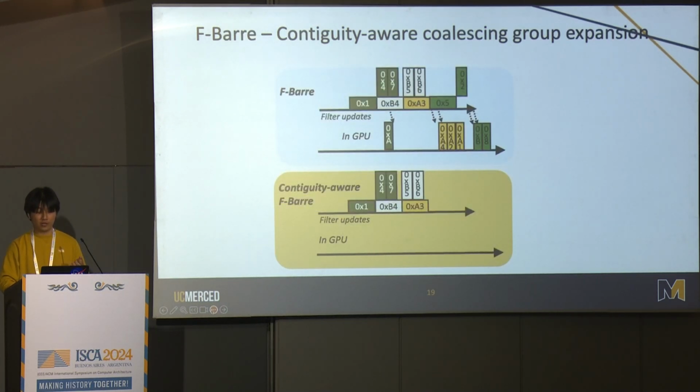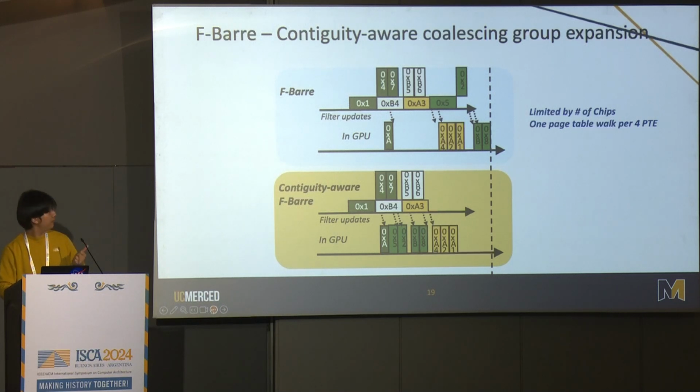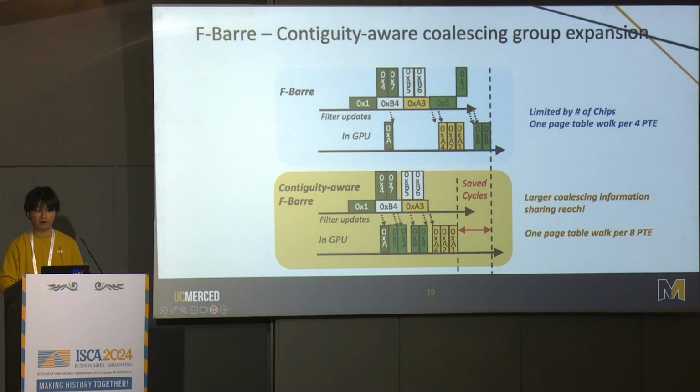Operation-wise, without contiguity-aware coalescing expansion, the coalescing group size is limited by the number of chiplets. In this example, 1 page table entry can only cover up to 4 PTEs. With contiguity-aware FBAR, we merge coalescing group information. Therefore, the X5, the X2, the XB, the X8 can be translated alongside the XA. The performance is therefore further boosted because with a larger coalescing group, one page table entry can cover up to 8 PTEs.